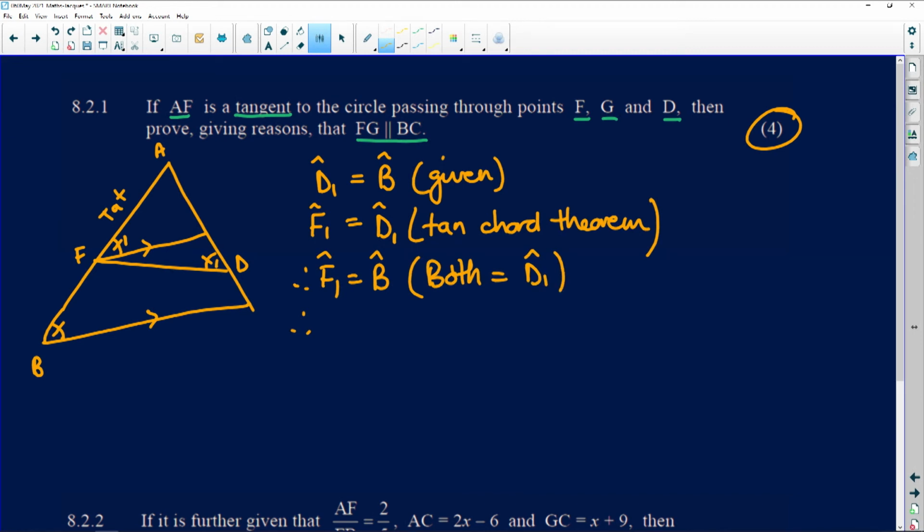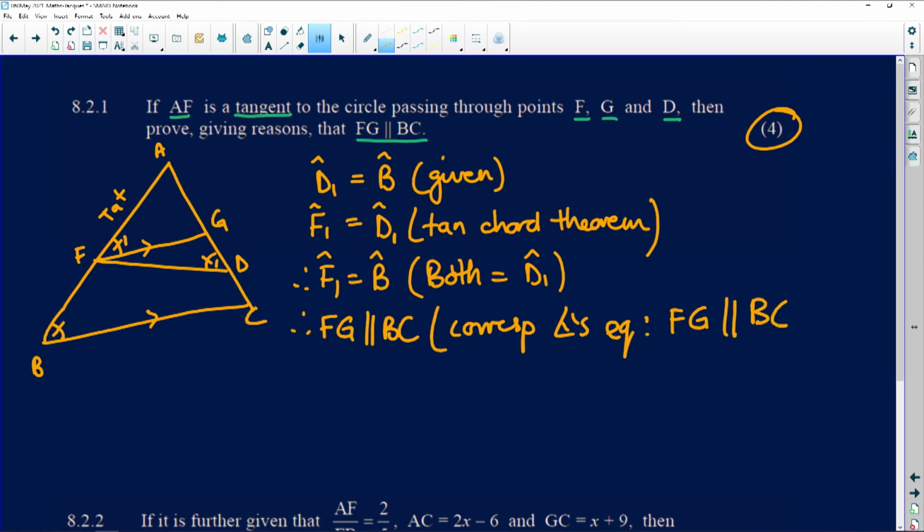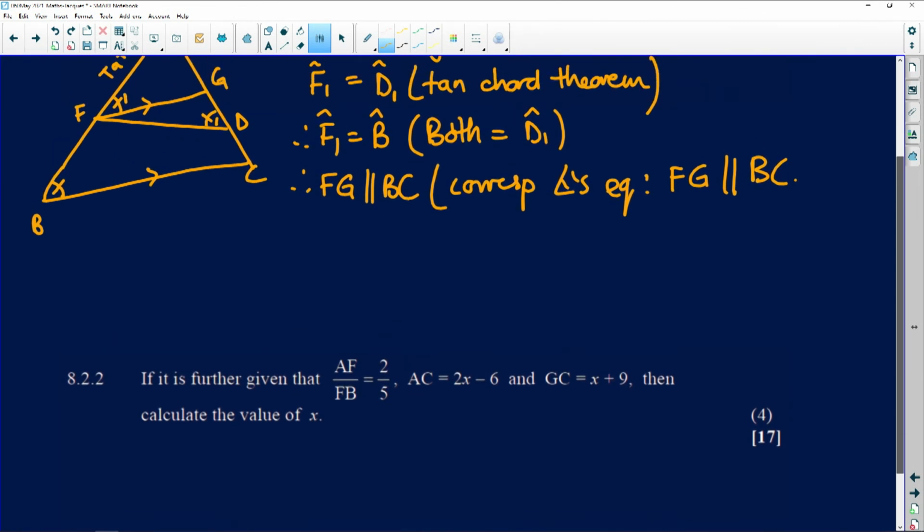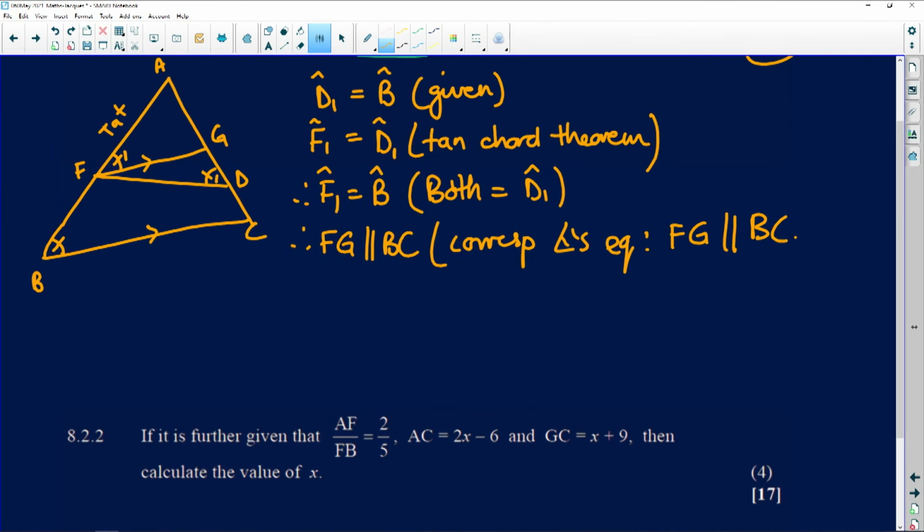Okay, so therefore it means that FG is parallel to BC. And the reason would be that the corresponding angles are equal, and the lines being parallel is FG parallel to BC. Okay, so that was our lovely 4 marks that we could get to over there. For another 4 marks now, we have a bit more information that's going to make our life interesting.